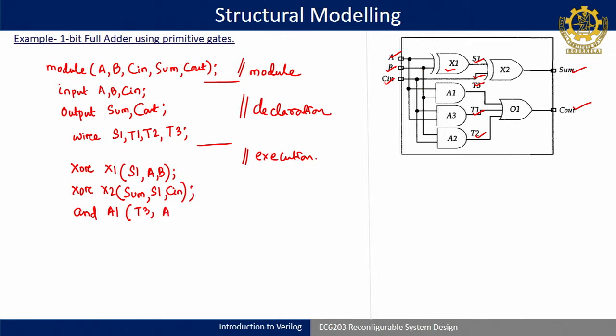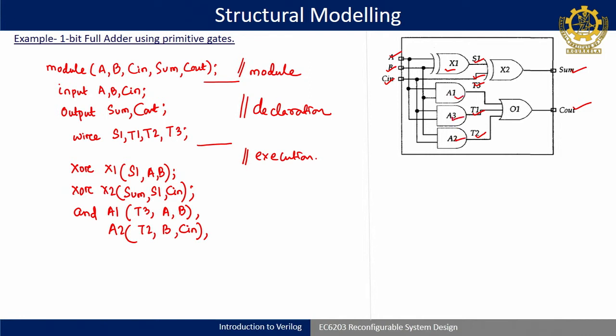So actually we need to see the diagram properly. A comma B bracket and comma, I am giving the other modeling style, okay, comma. Then for A2, let's say for A2, output is T2 and inputs are B and C in. So B comma C in bracket and again comma. Then for these two are over.